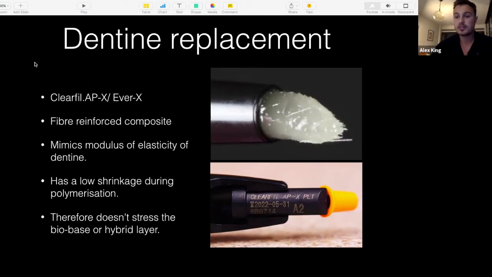They also have really good handling abilities, and extremely low shrinkage, so they're not stressing the tooth and not pulling the tooth from all the angles and not stressing the hybrid layer. And it doesn't stress the biobase, like I just said. If we don't have these fiber reinforced composites, just use a normal composite, but be aware that you want to do very small 1 millimeter layers, and this will reduce the stress in the composite. I'm going to go on to another lecture in the future on stress reduction, which will cover some more points in greater depth, especially deep dentine replacement.